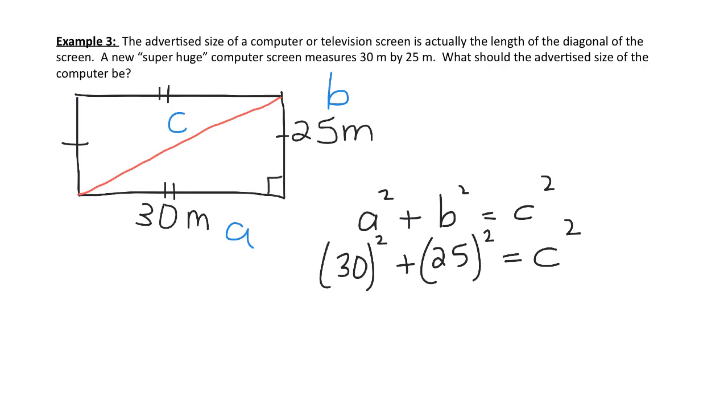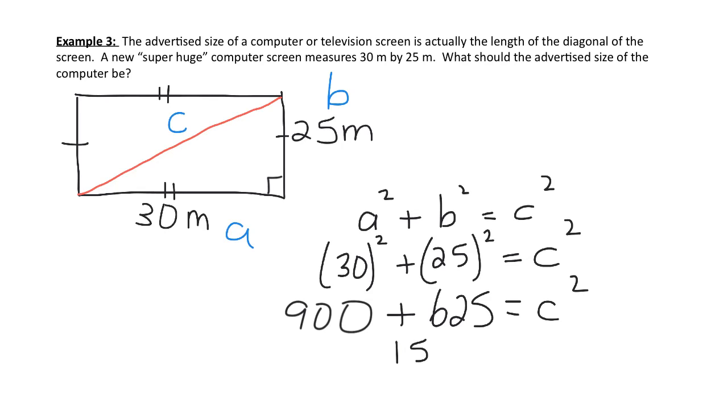So I've gone ahead and written out the formula, and I filled in the measurements that we did know. So side A was 30 meters, so I've plugged that in, and side B was 25 meters, so I've plugged that in. So what we don't know is side C, so we are going to be solving for side C. So 30 squared is 900, and 25 squared is 625. 900 plus 625 is 1,525.